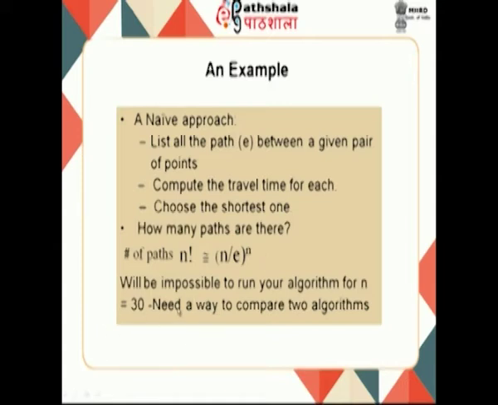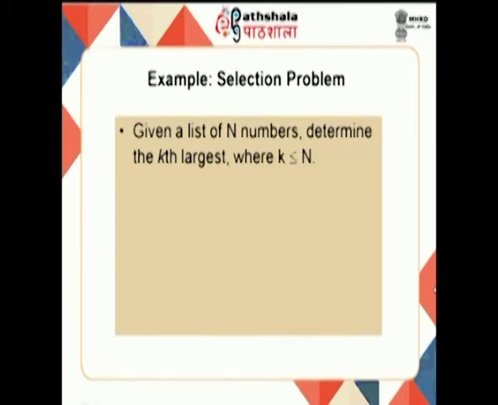It will be impossible to run your algorithm even for a value of n equal to 30. What we are trying to say here is this is a naive algorithm, and if you use it, your running time is just going to explode. So there is a need to compare algorithms and decide, for particular problems and tasks, which algorithm you have to choose. That is the incentive for designing efficient algorithms.